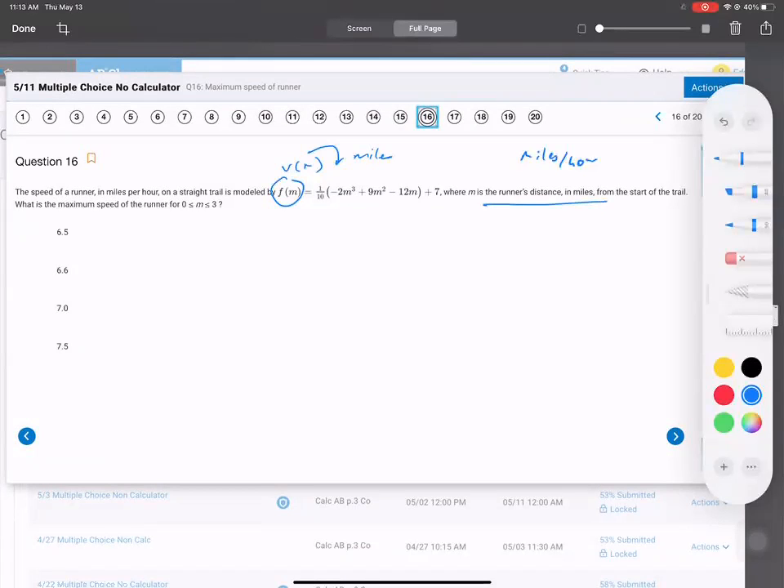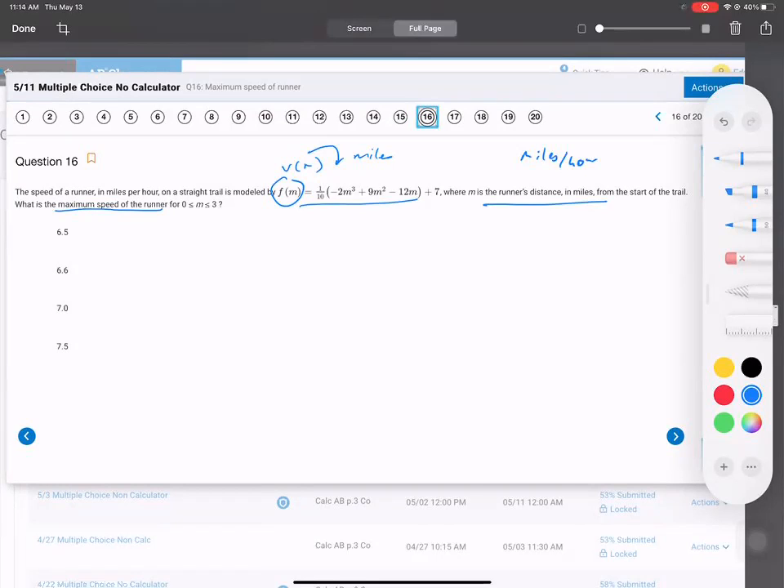So this is a weird question. The speed of a runner in miles per hour on a straight trail is modeled by this equation here, where m is the distance. The question is, what's the maximum speed of the runner? To find the maximum speed, we're going to take the derivative and set it equal to 0.